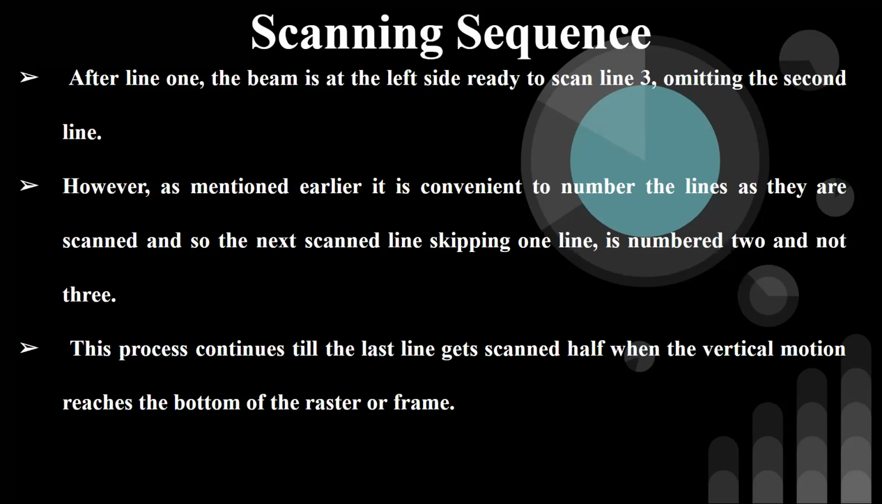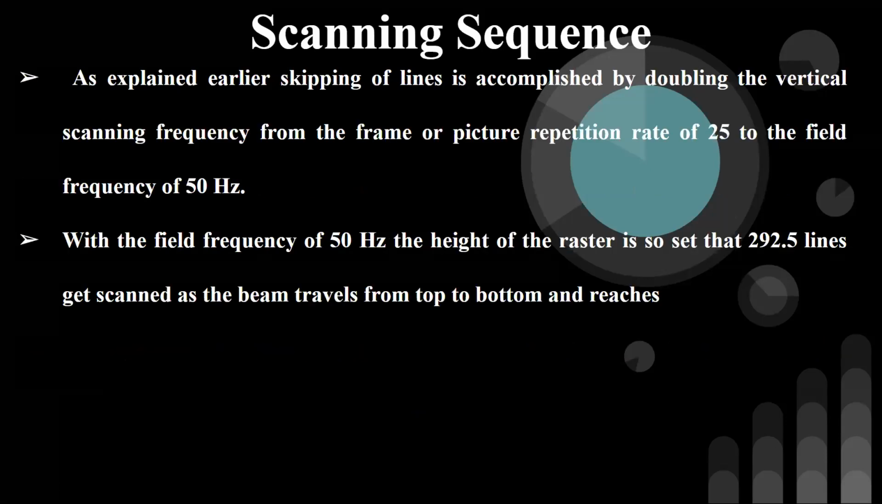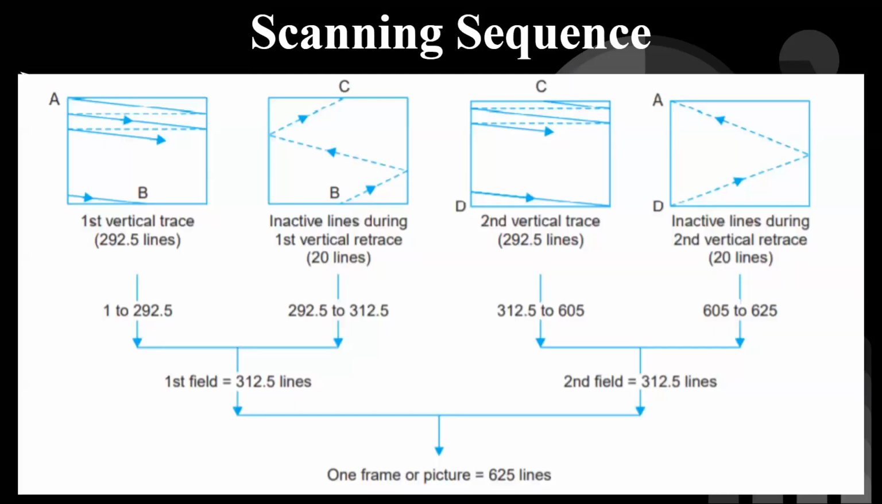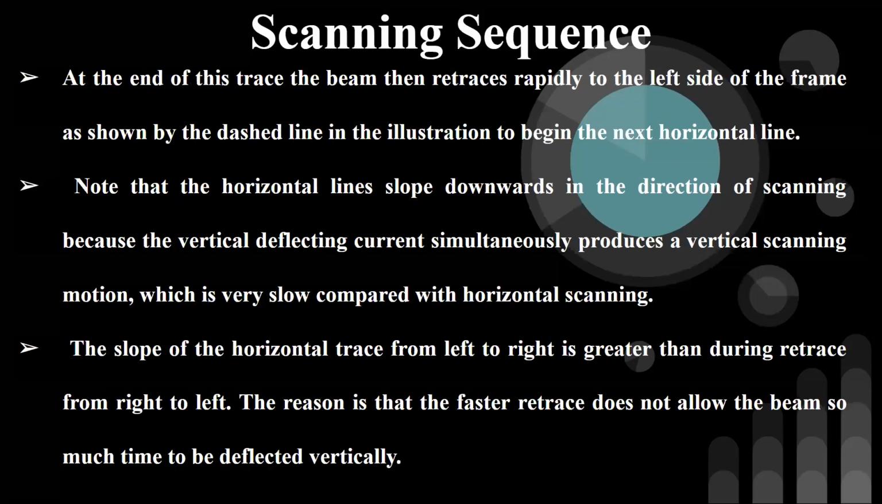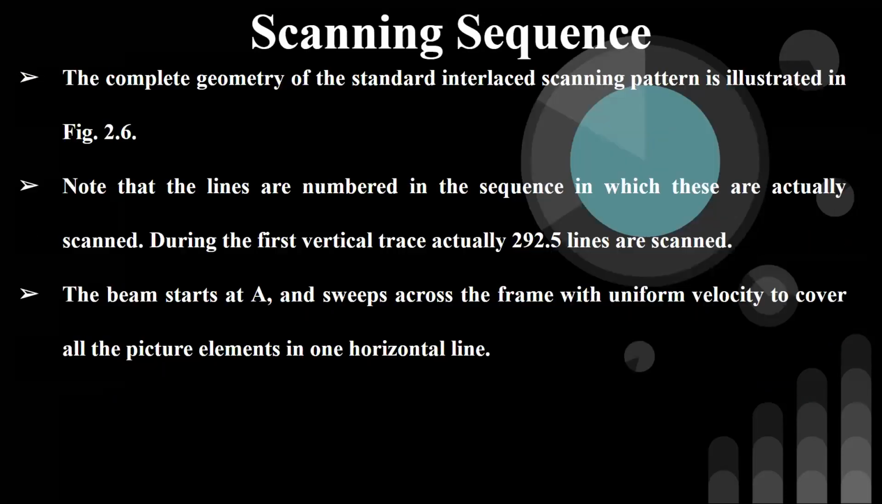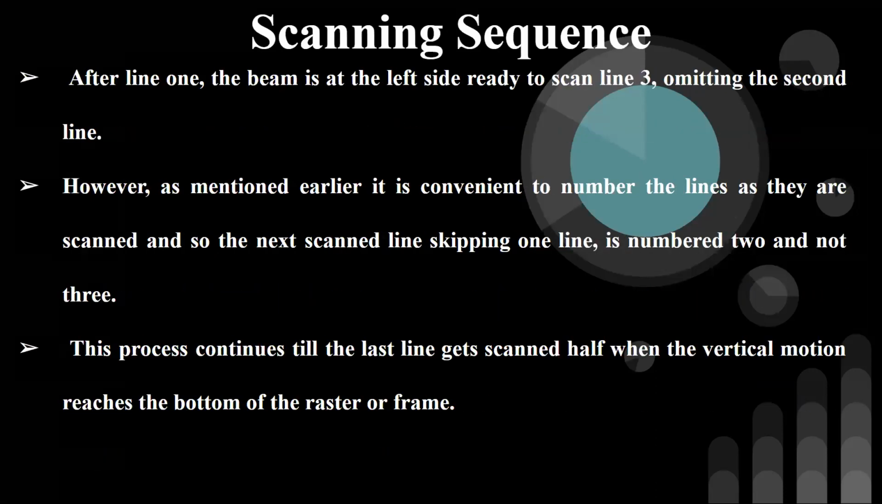This is the way these scan lines are continuously scanned after the long time. The vertical motion reaches the bottom of the raster or frame. So that is the skipping lines. So now we are moving towards scanning periods to scanning sequence.